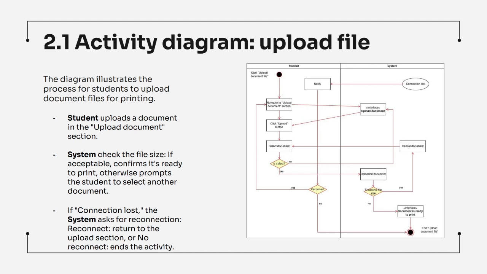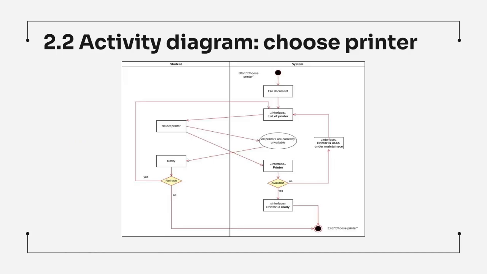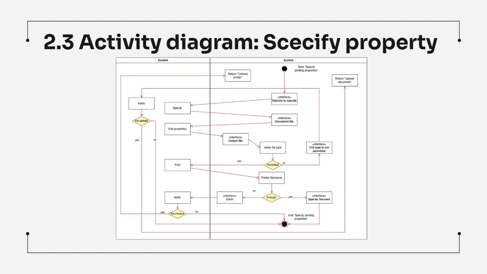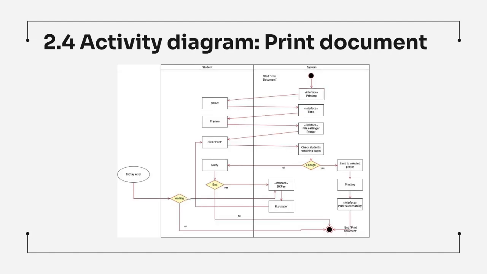Firstly, the student will upload a file, then the system will conduct a file size check. If valid, it confirms ready to print, and if invalid, it prompts to upload another file. For a connection loss, the system will ask for reconnection, and if we decide to reconnect, it will return to the upload section, and if not, we will end the activity. We also drew more activity diagrams for other use cases, like choose printers, specify properties, print documents, and view printing logs.